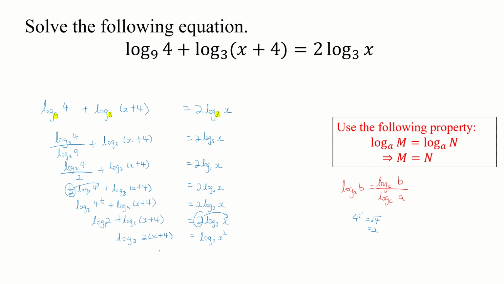So using that property, we know that 2 times (x plus 4) is equal to x squared. So 2x plus 8 is equal to x squared. x squared minus 2x minus 8 is equal to 0. So from here, we just have to solve the quadratic equation as before and then substitute into our original equation to check. Okay, the remaining steps are the same.